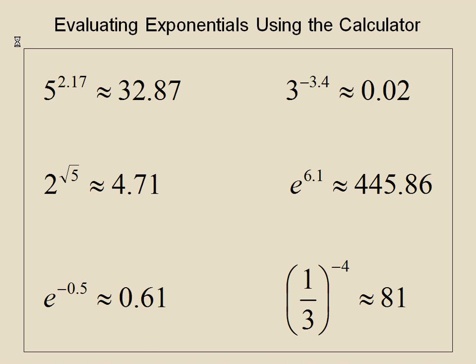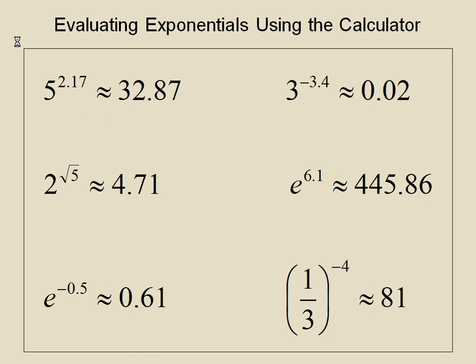Next, we have 2 raised to the square root of 5. That's approximately 4.71. And next we have e to the 6.1. E is a special base. It's going to be used in some of our applications that we'll see a little bit later. E is approximately 2.71, and it continues. This special base is going to be used when we look at compound interest in terms of investing money, as well as other applications.